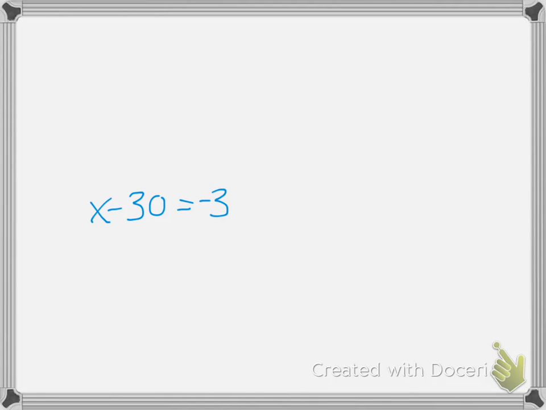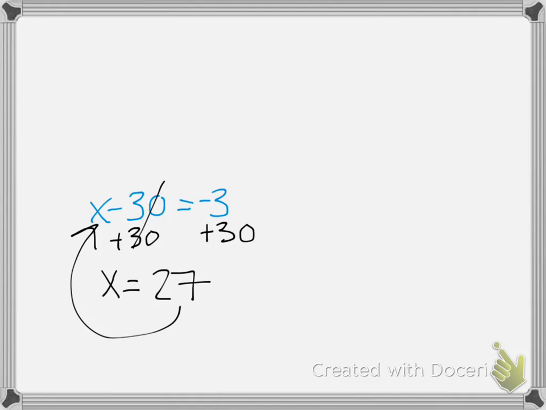X minus 30 equals -3. If I'm trying to get x by itself, I have to add 30 to get rid of it on that side. So x equals -3 plus 30 should be 27, and plug it back in to check it. 27 minus 30 equals -3.